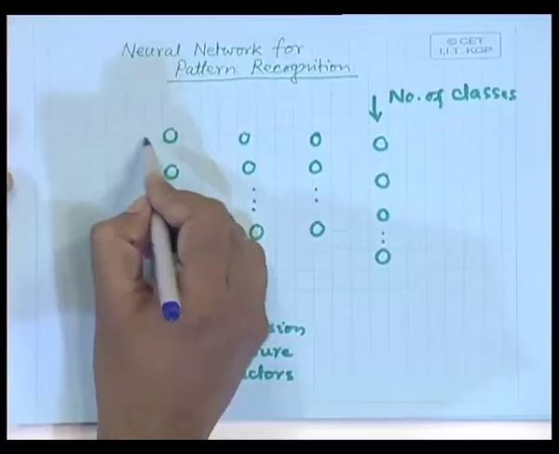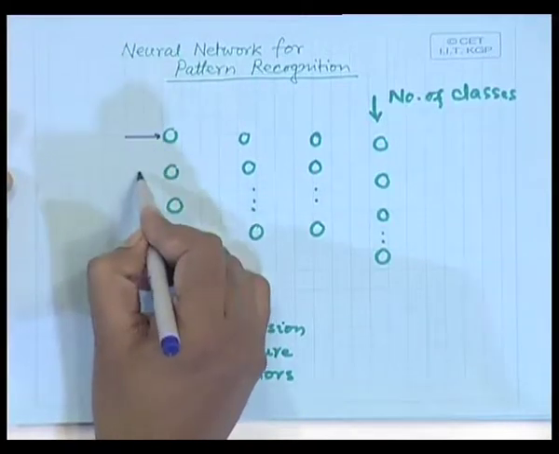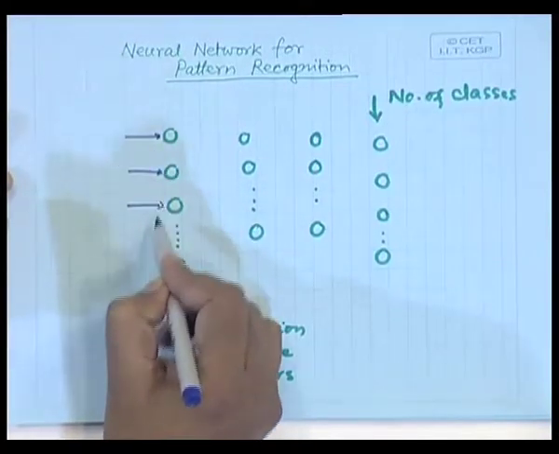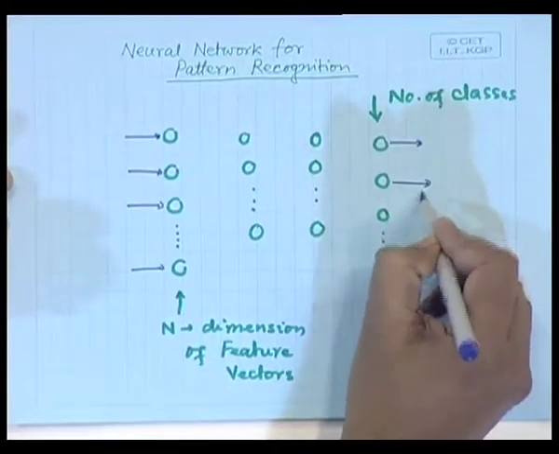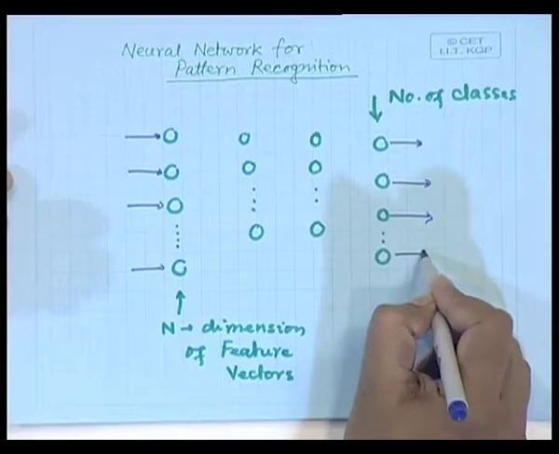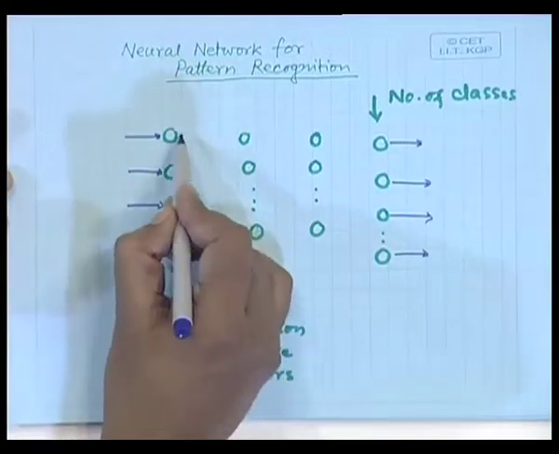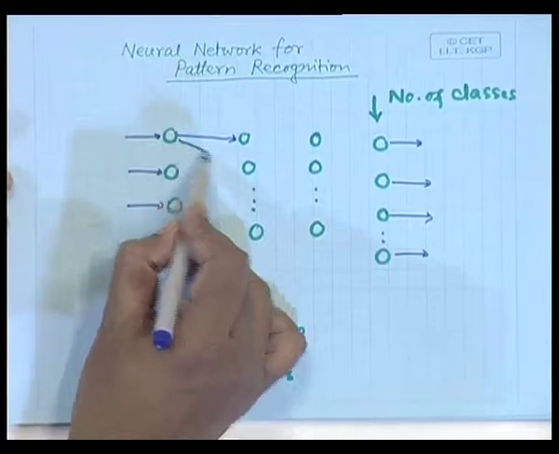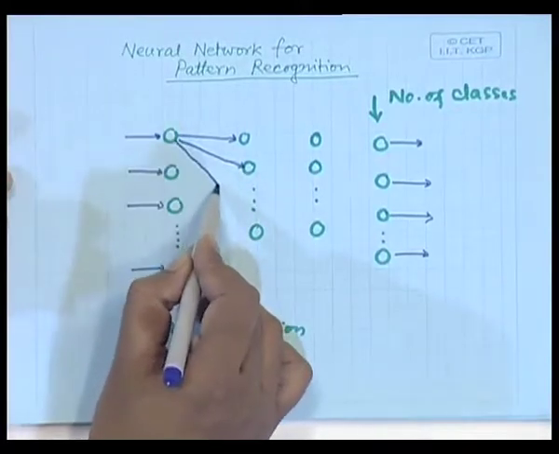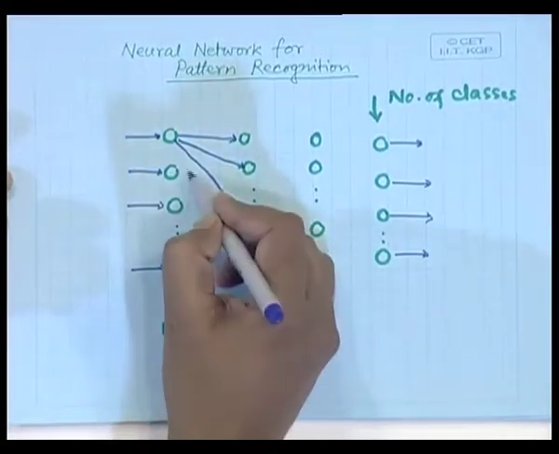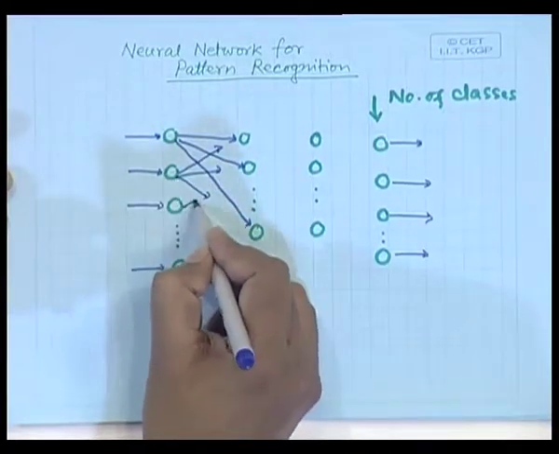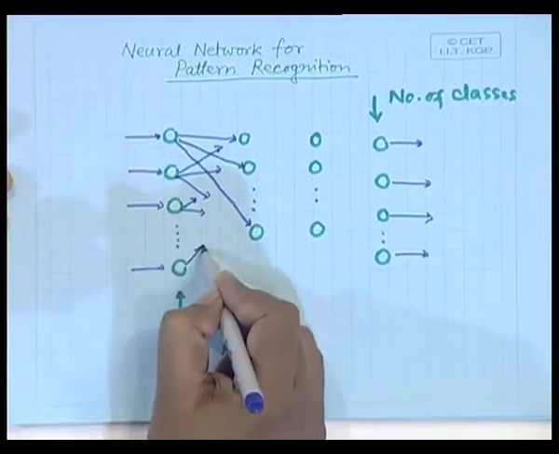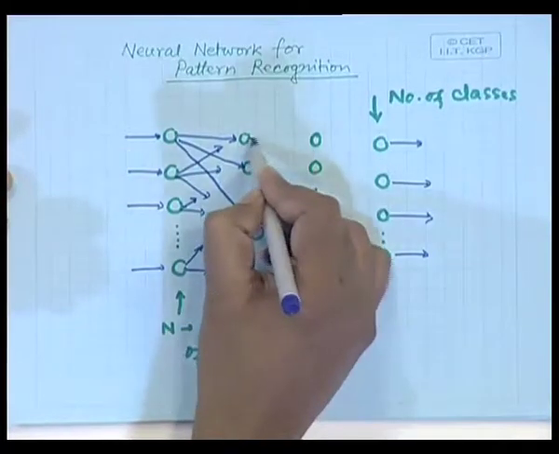And what we do is, you feed the feature vector to the input layer and get the output from the output layer. Every node of the input layer is feeding the input to every node in the layer above it. So, it goes like this. Similarly, here.